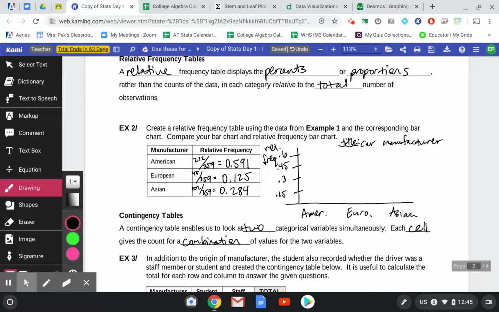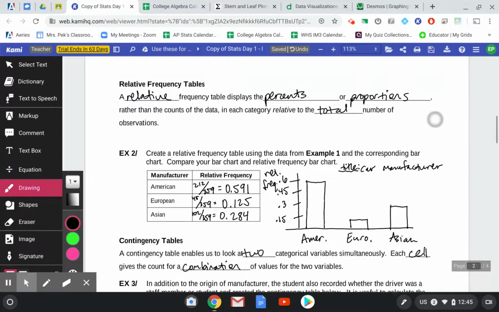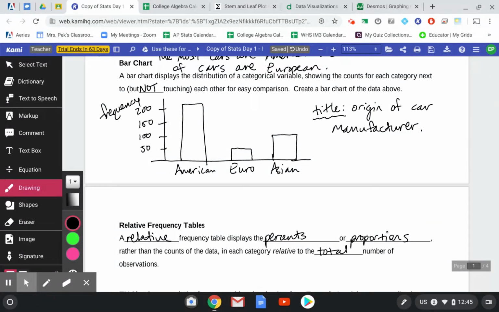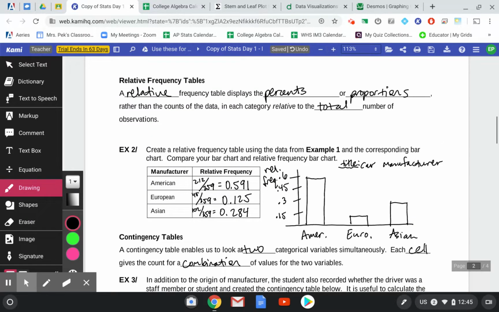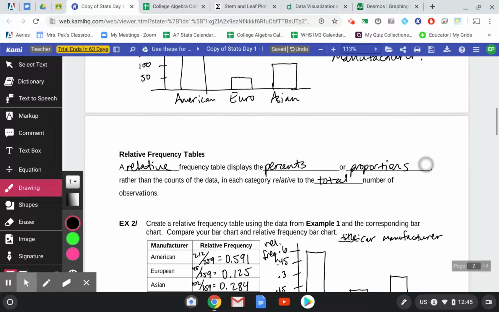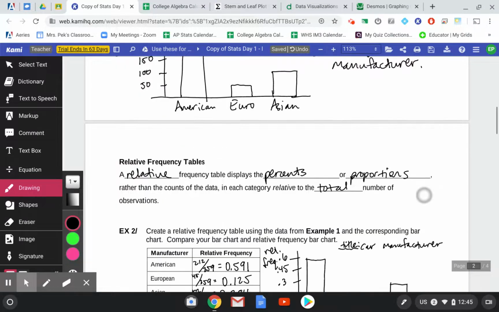So American cars went almost all the way up to that 60%. European cars are only at 12.5%, so that's pretty far down here. And then Asian cars are up almost at the 30, looks like. If you look at the bars and the relationship between those bars, it's identical to the frequency chart that we did before. The only difference is our vertical axis is percentages or decimals instead of the counts. That is the only difference in the two graphs.